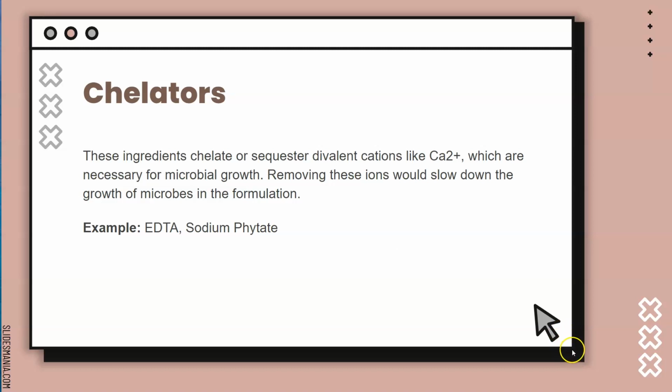Chelators. Chelators are part of your preservation systems. Basically, these ingredients sequester divalent cations like calcium and magnesium, which are required for microbial growth. So if we're removing the stuff that is required for microbes to grow, then we can delay or inhibit their growth in the formulation. Examples of these are EDTA, ethylenediaminetetraacetic acid, or sodium phytate.